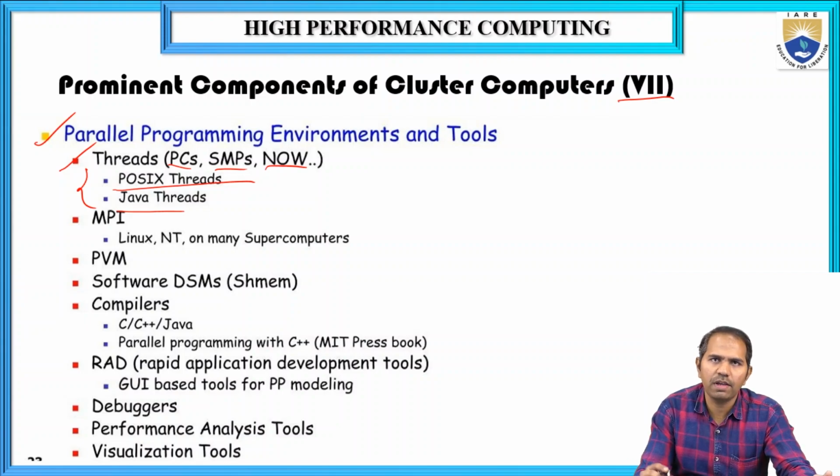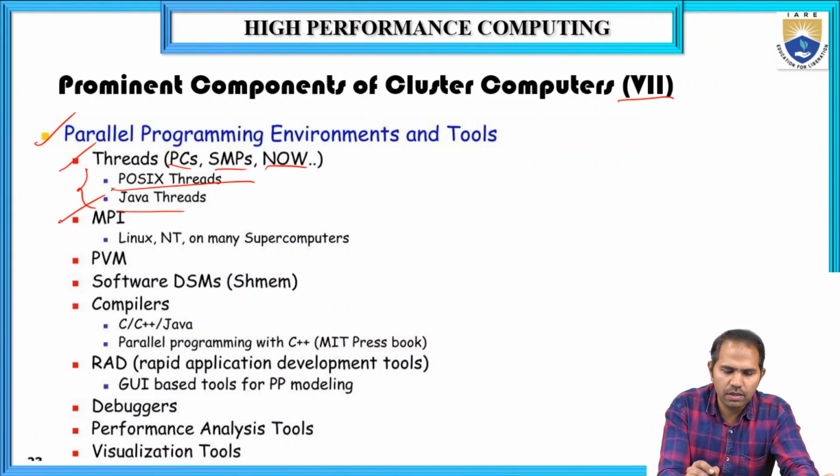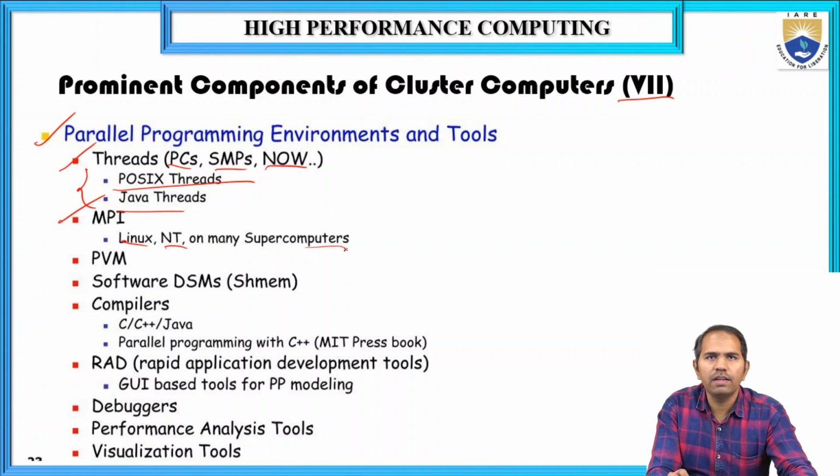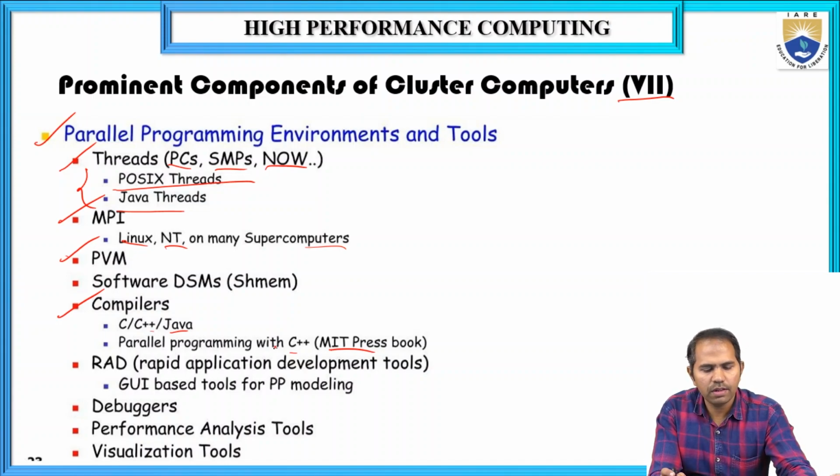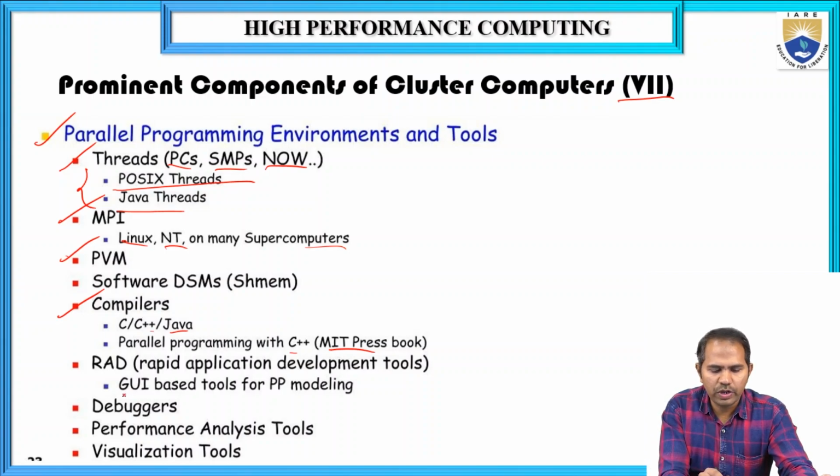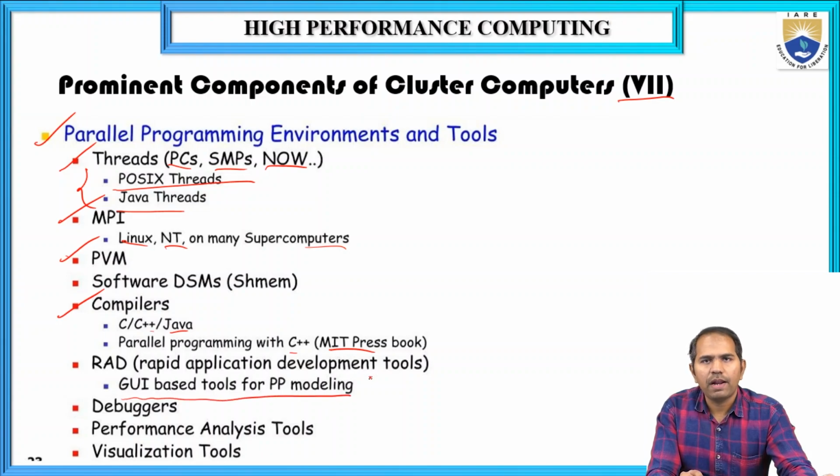Parallel means at the same time the tasks are executed. So MPI, for this MPI, Linux systems, NT, and many supercomputers are used. PVM and the software DSMs, compilers like C, C++, Java. Then parallel programming with C++. RAD, Rapid Application Development tools. In this one, GUI, graphical user based tools mainly for parallel programming.